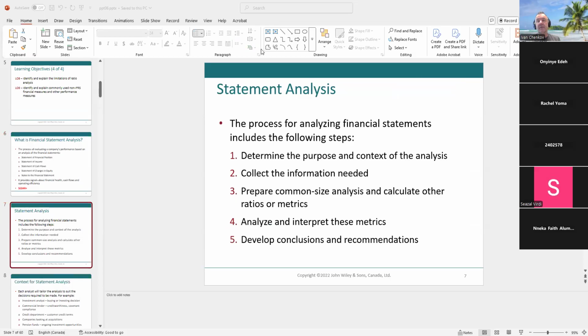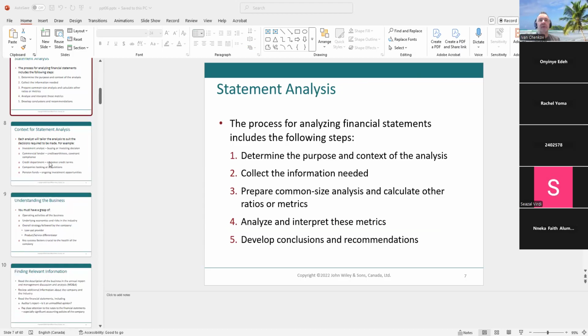So the first thing, that's why the first thing is the most important, is for you to know for what purpose you are making this analysis. Is it for investment purposes? Is it for lending purposes, or what exactly? Then collect the information that you need for the purpose that you're looking for. Then prepare the common size analysis. Calculate the ratios. Analyze and interpret all the ratios that you have calculated, and develop your recommendation.